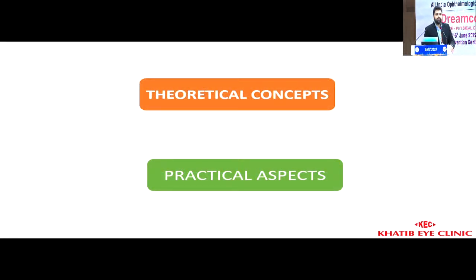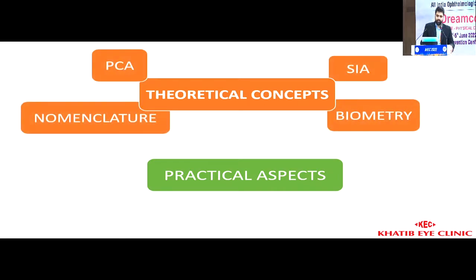There are two sets of things which need to be understood for toric lenses: the theoretical concepts and some practical aspects. Four theoretical aspects, to be precise. First, understanding of PCA, which is posterior corneal astigmatism, before you venture into toric lenses. The second is SIA, that is surgically induced astigmatism, again something which is less understood and needs to be understood better. Then the biometry part of toric lenses and certain nomenclatures with respect to toric lenses.